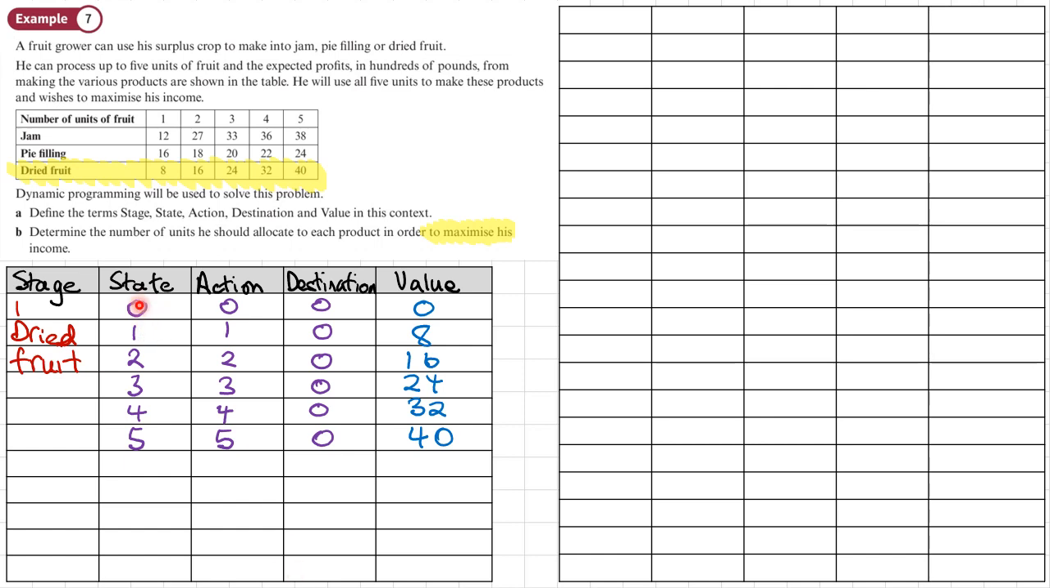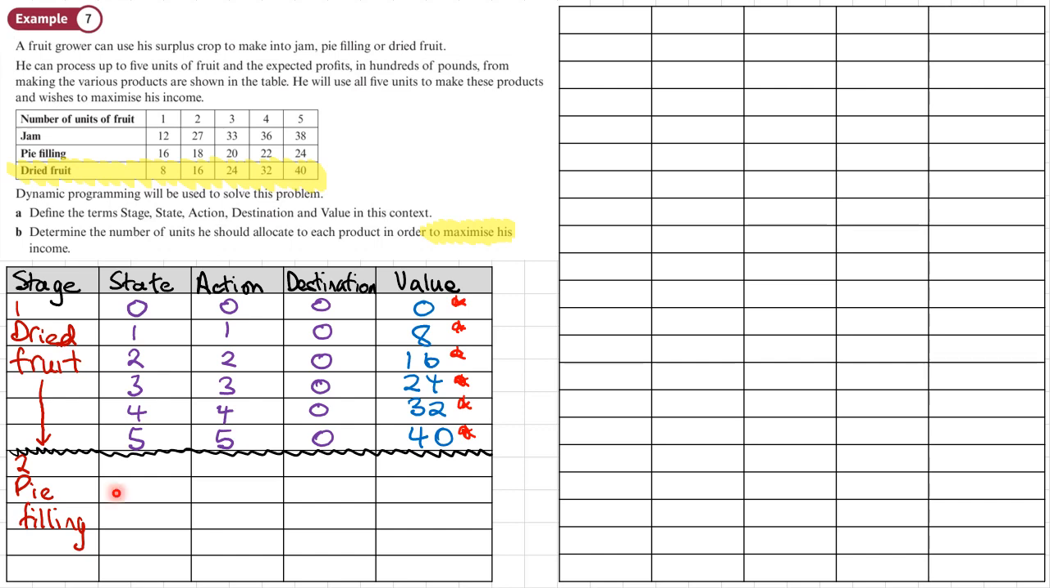Now we always, in these problems, either want to work out or put an asterisk beside the maximum or minimum value for each state. So each state only has 1 value. So all of these need to be starred because this is going to be the maximum. So remember that each state, we're looking in this case for the maximum value. Since there's only 1 value, that's the maximum. Okay, so that's stage 1 complete. We can now move on to stage 2, and stage 2 is the pie filling. That's the next stage.